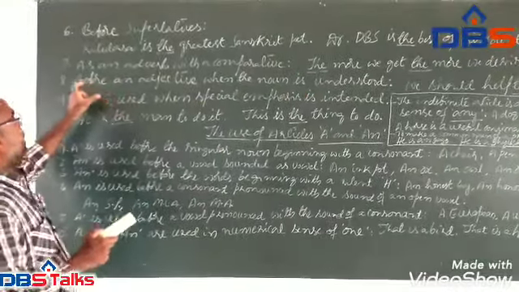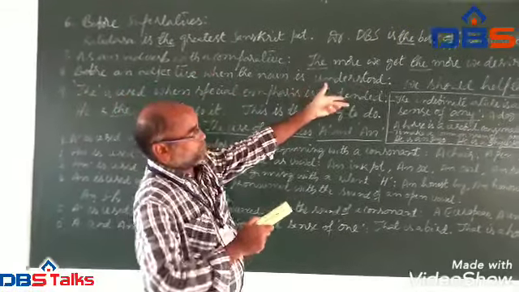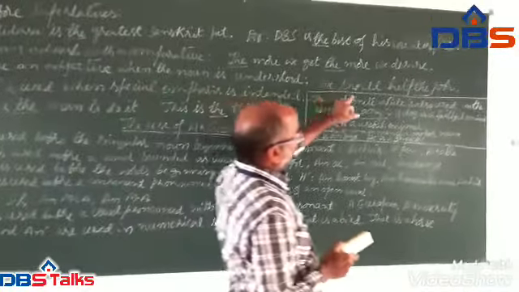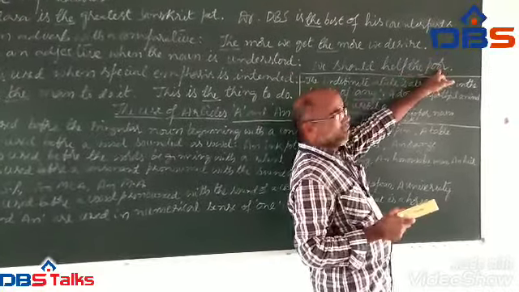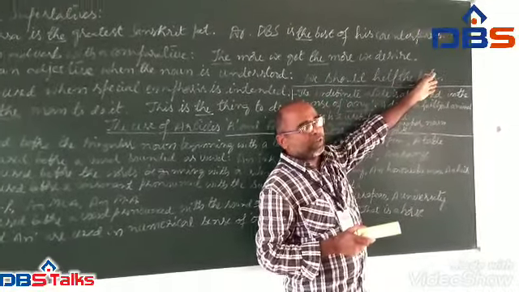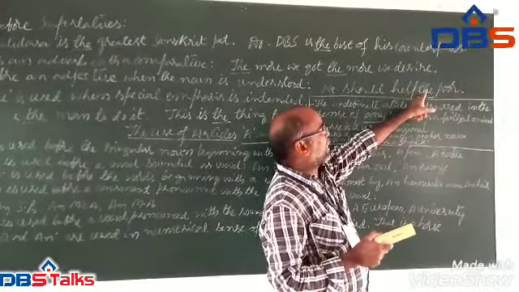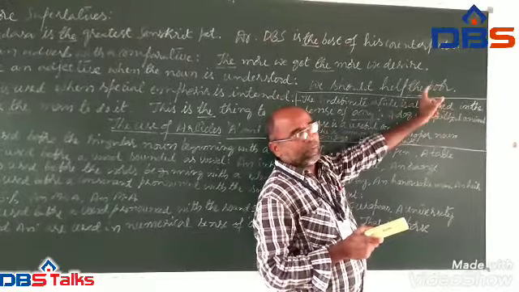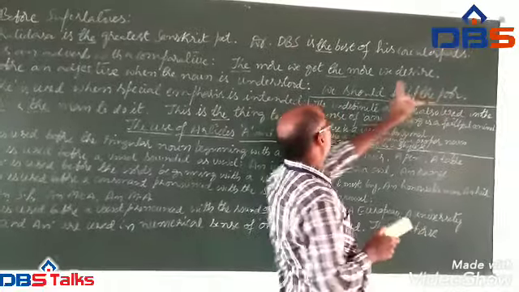We use the definite article "the" before an adjective when the noun is understood. For example, we should help the poor. Actually, "poor", if it is used as an individual word, is an adjective. If we add the definite article "the" before the adjective, it becomes a noun automatically. We should help the poor.